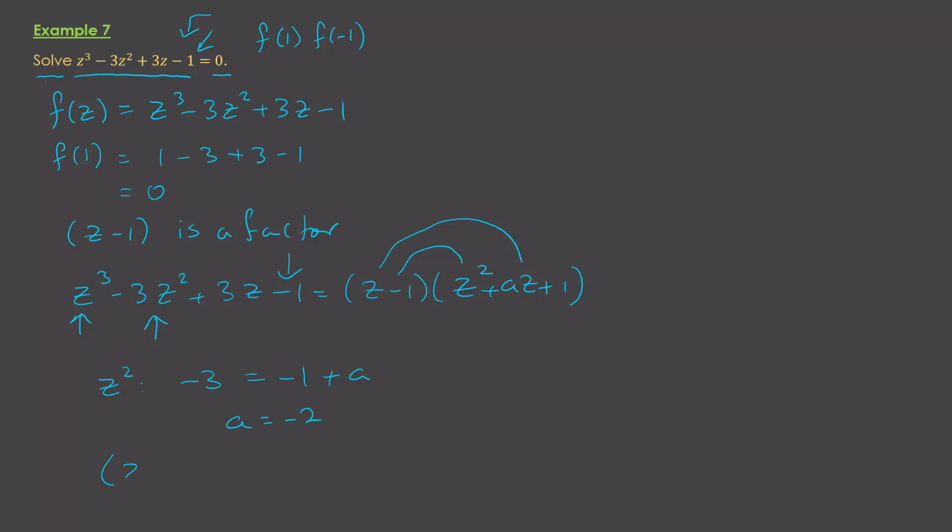So what we now have is z minus 1, z squared minus 2z plus 1 is equal to 0. And that gives me z minus 1 all cubed equals 0, because this bracket is z minus 1 all squared. And so we only get the one solution, z equals 1. You might think of that as being 3 coincident roots, 1, 1, and 1.